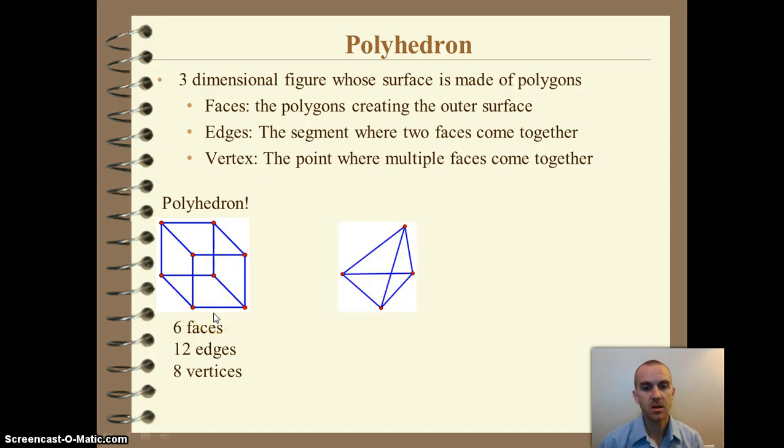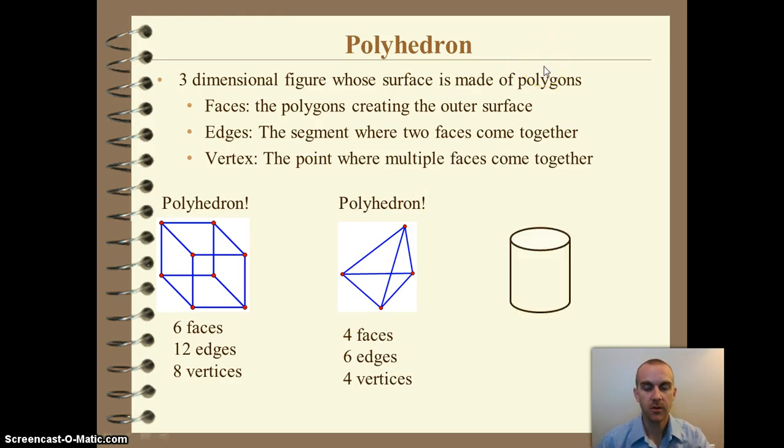Now if I look here, again, I have edges and faces and vertices, so I could say that this again is a polyhedron because it's made up of 4 triangles. So that tells me there's 4 faces, 6 edges, and 4 vertices. Now if I look here, I have a cylinder, but the thing is, a circle, which is making up 2 of the faces of the cylinder, is not considered a polygon. So this is not a polyhedron.